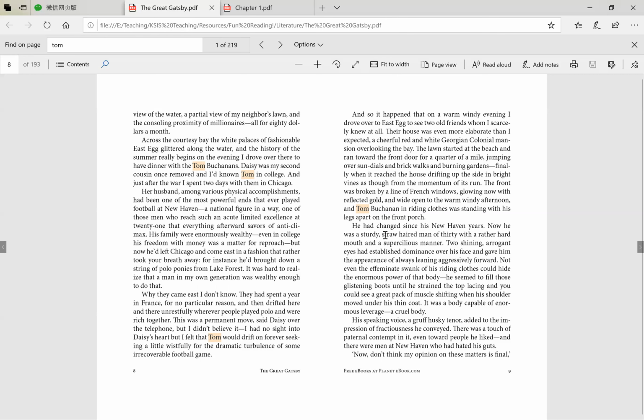He was a sturdy, straw-haired man of 30 and rather hard mouth with a supercilious manner. Supercilious, as we discussed, means I think I'm a little bit better than you. Dominance over his face and gave him the appearance of always leaning aggressively forward. So he's quite a forceful person in a room, I suppose, takes up a lot of space in the room.